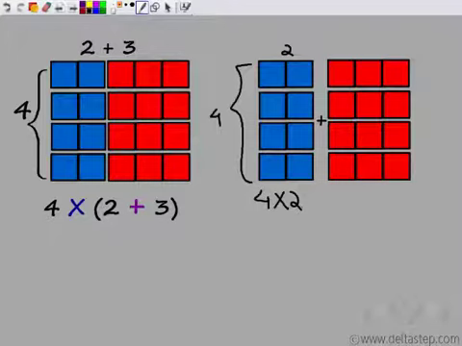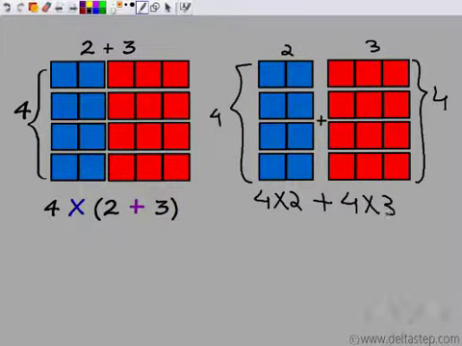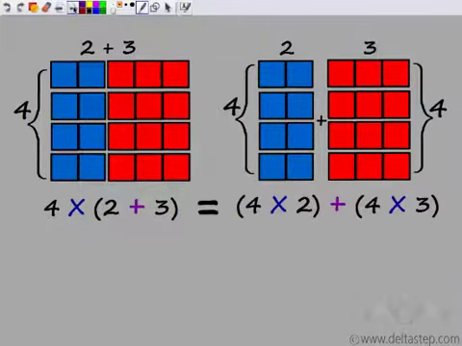plus you would have this again 4 and these are 3 blocks. So 3 blocks added 4 times. So this is again 4 into 3. So you see that 4 into (2 plus 3) is equal to 4 into 2 plus 4 into 3.